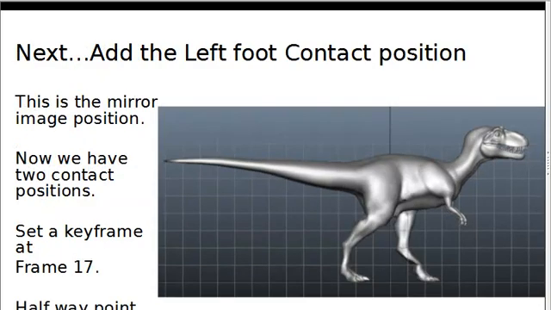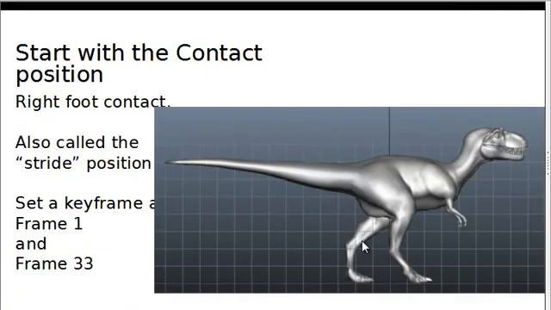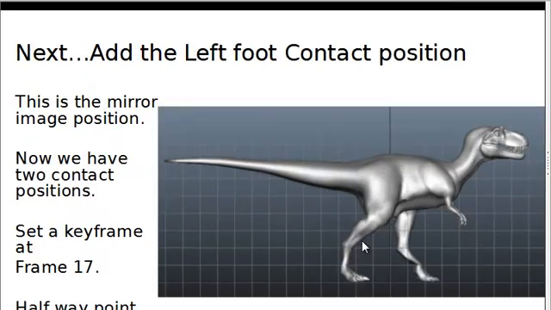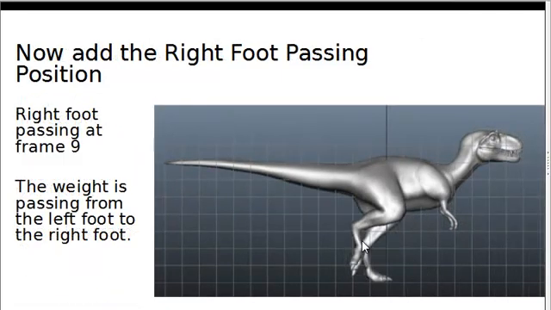The next thing we're going to do is the mirror image, and that's the contact position with the left foot. So the left foot is contacting the ground. This is the halfway point at frame 17, and now we will have two contact positions. The right foot contact at frame 1 and 33, and the left foot contact at frame 17. Once we've done that, we will add the right foot passing position at frame 9. And it's called the passing position because the weight is transferring or passing from the left leg to the right leg.